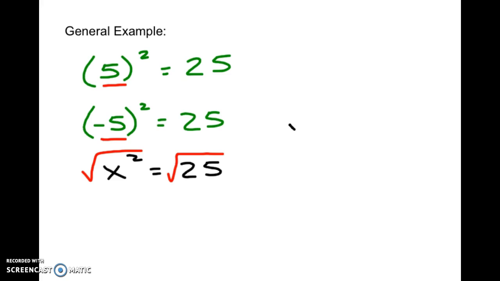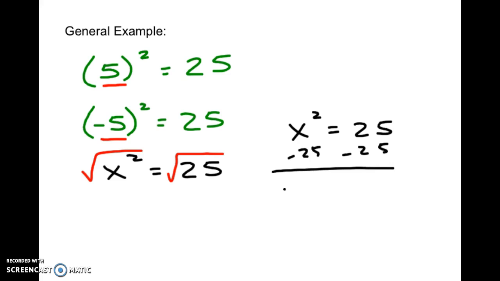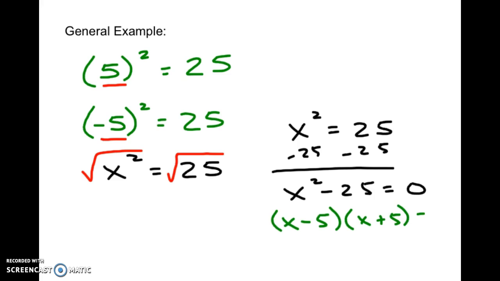Well, depending on what you've been taught as far as factoring goes, one thing we could do is subtract the 25 from both sides. So we get x squared minus 25 equals 0. You might then recognize this is a difference of squares, so we can factor this into x minus 5 and x plus 5. We would then set each part equal to 0 and solve.